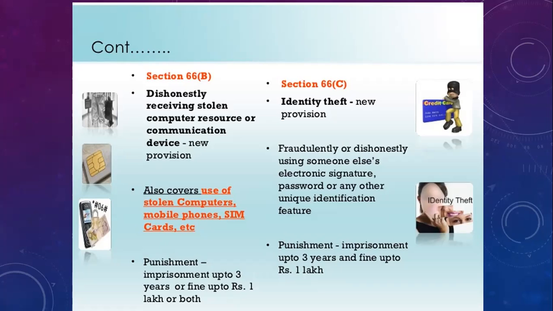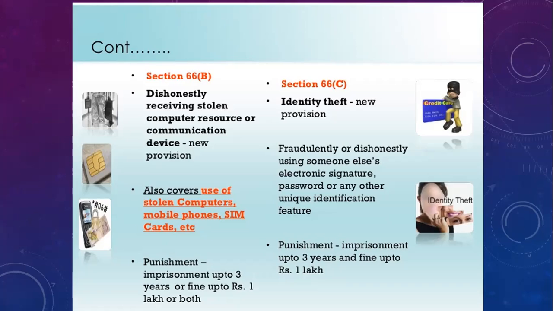So whomsoever fraudulently or dishonestly makes use of the electronic signature, password, or any other unique identification feature of any other person shall be punished with imprisonment for a term which may extend up to 3 years and shall be liable to a fine which may extend up to 1 lakh rupees. So if you are caught using somebody else's identity to commit a crime, then you will get imprisonment for 3 years and a fine up to 1 lakh.